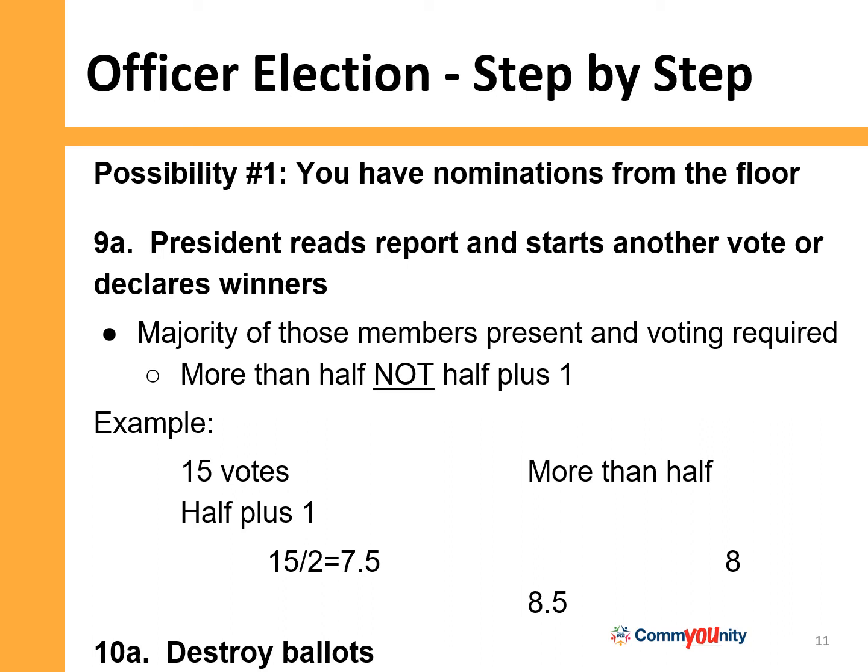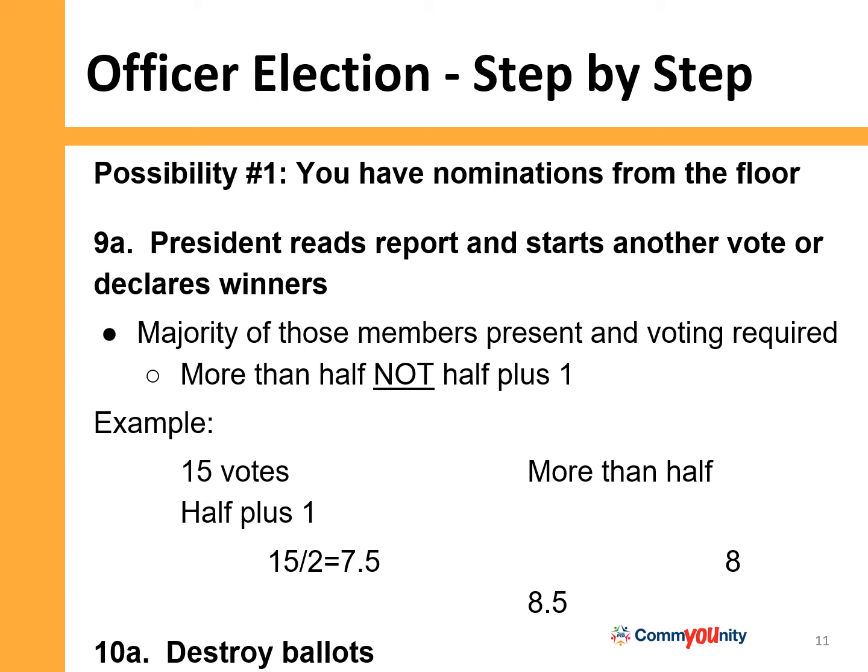10A, you'll need to have a motion to destroy the ballots. This can come from the tellers committee, or you can ask the members for a motion to destroy the ballots. You'll do a quick voice vote. Once you have the motion, ask for a second, ask for discussion. All in favor say aye, all opposed say no. You're done. That's the tough one.